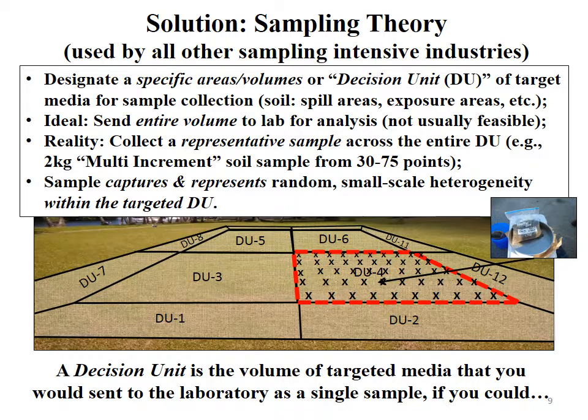Since this isn't feasible in most cases, in reality we have to collect a representative sample across the entire decision unit. In the case of soil, we do this by collecting a 2 kilogram multi-increment soil sample from 30 to 75 points. The purpose of collecting a large sample from a lot of points is that the sample will capture and represent small-scale heterogeneity within the targeted DU. We don't have to quantify the heterogeneity, we have to make sure we capture it in our data. A good definition of a decision unit is the volume of the targeted media that you would send to the laboratory as a single sample if you could. So keep this in mind as we talk about subslab vapors and even indoor air in a few minutes.